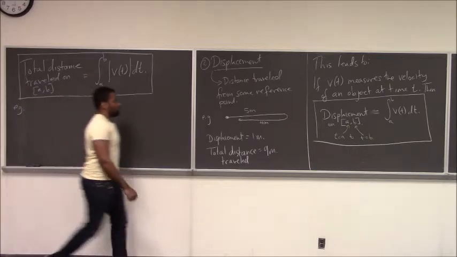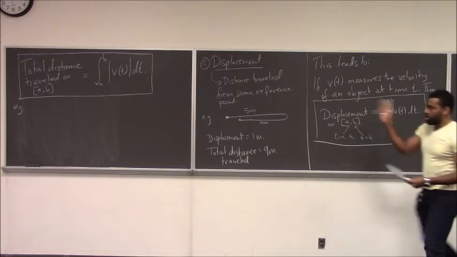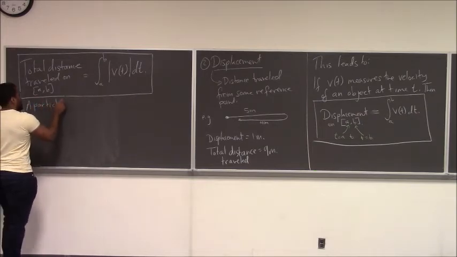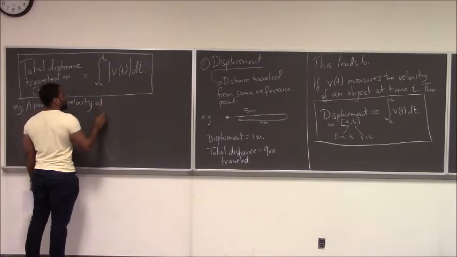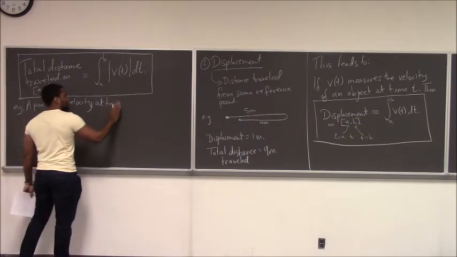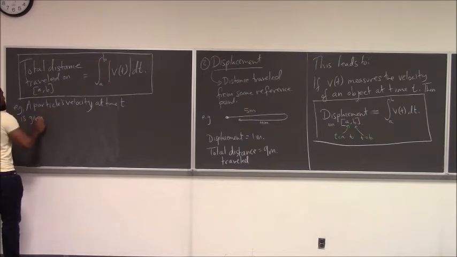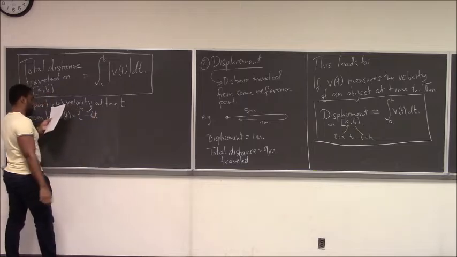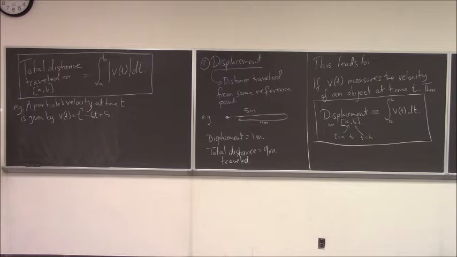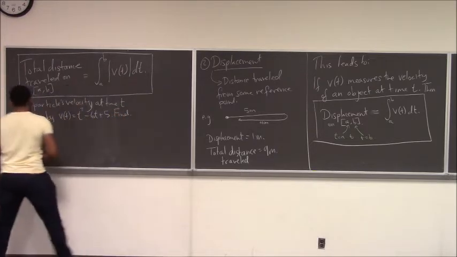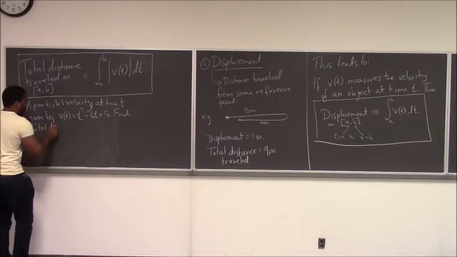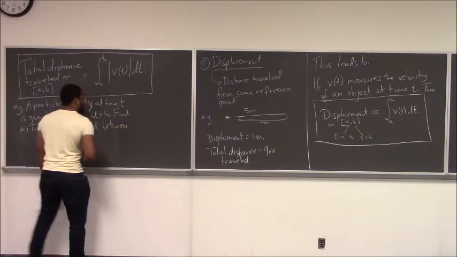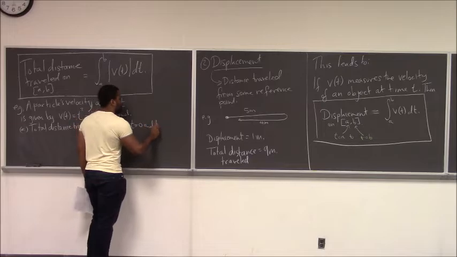So let's do an example here. We did an example with the first application already. A particle's velocity at time t is given by, suppose we have this velocity function, t squared minus 6t plus 5. Find A, total distance traveled, between time equals 0 and time equals 3.